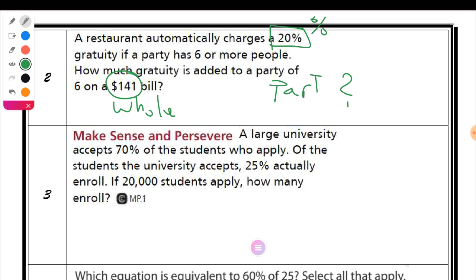Find the part, please, and you can solve the problem. Next one. Next one is complex. Next question, number 3, is complex. Two questions in one question. How? Okay.